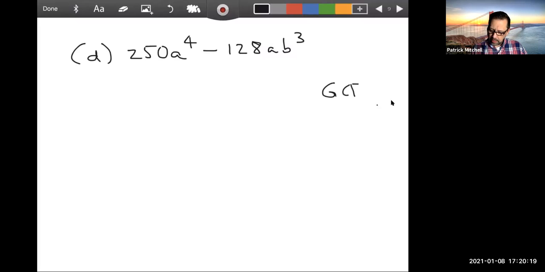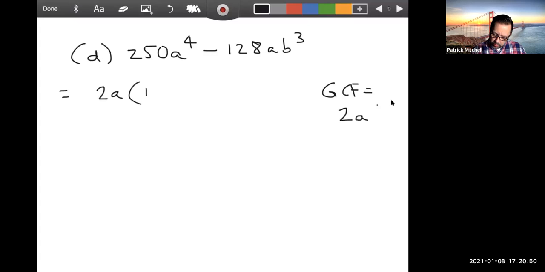And this one also has a GCF. 250 and 128 are both even numbers, which means I can at least pull out a 2. And in fact, as far as the number goes, that's all I can pull out is a 2. And then a to the 4th and ab cubed, I think I can pull an a out of there, right? All right, so what does this look like after I pull out 2a?